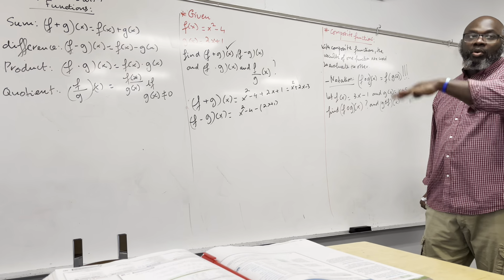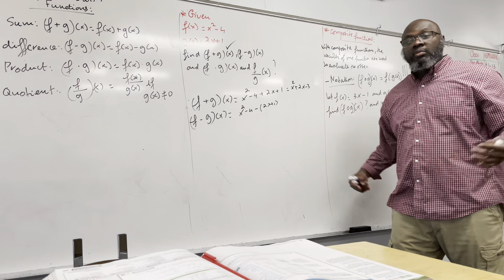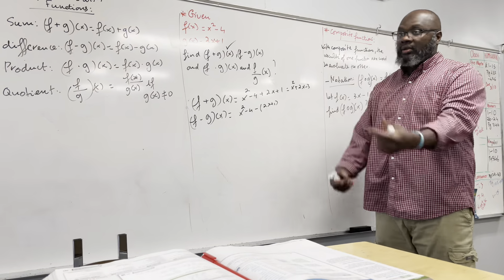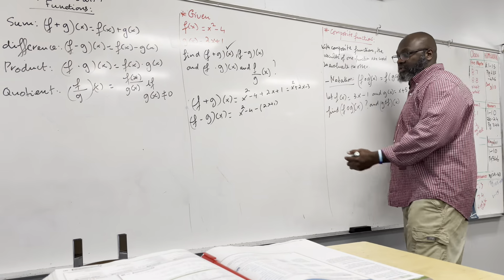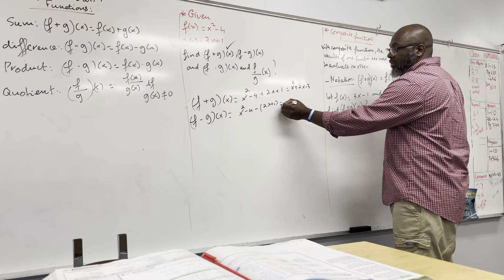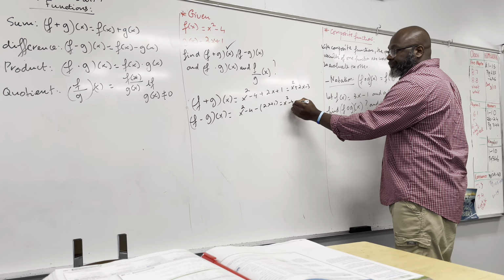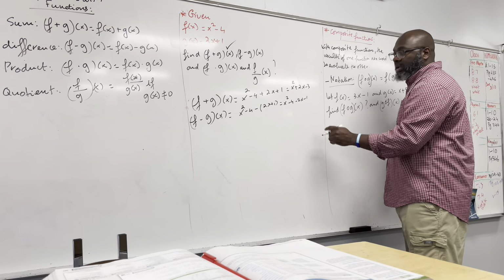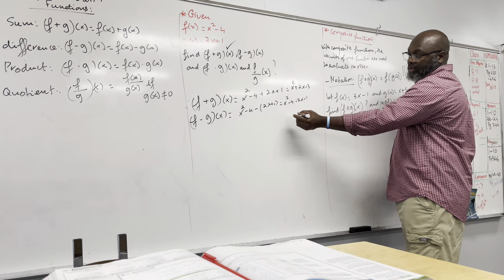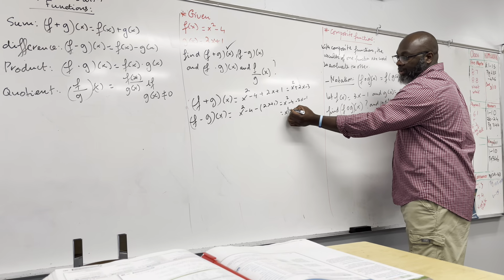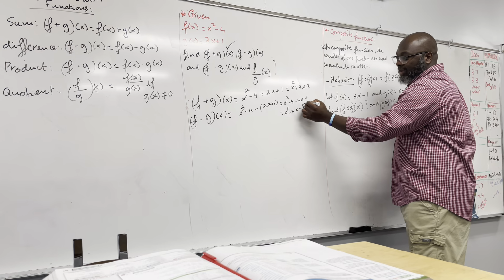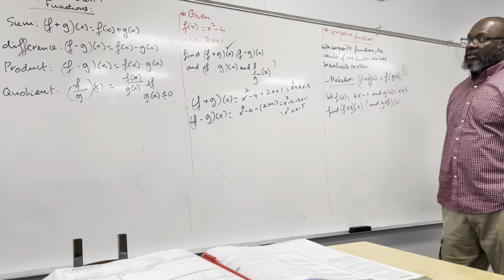So this is just composite functions. They are called composite because you are putting them together. You're creating functions out of two functions that are given to you. So this is x squared minus 4 minus 2x minus 1. And I'm just going to combine like terms: x squared minus 2x minus 5. Alright? That's (f − g)(x).